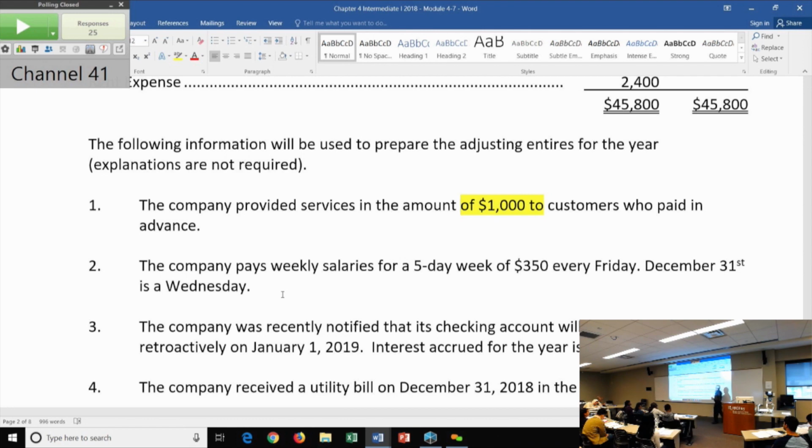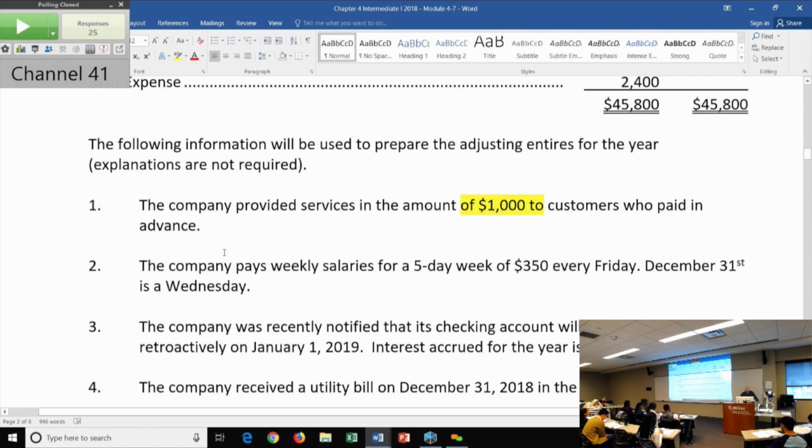The company's notified that the checking account will be paying interest. I want you to note there was a typo in there. If you have 700, that means we didn't get the correction in time. There should be $70 of interest. So if you have the notes, it should be $70. And that's an accrued revenue.